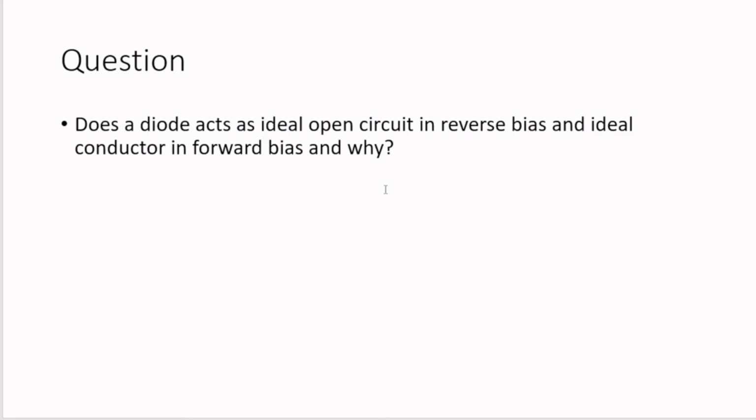So here's the question for everyone: does a diode act as an ideal open circuit, which means that in reverse bias, they will stop conducting current no matter how much voltage you provide on it, or an ideal conductor in forward bias, which means whatever the current or whatever the voltage is from the source, it will pass on all of the voltage and all of the current? And why? Support your answer.